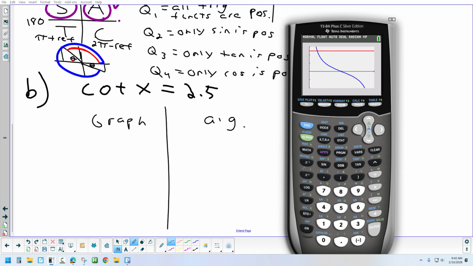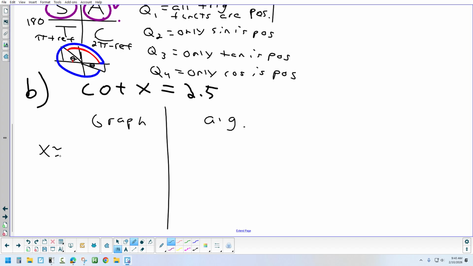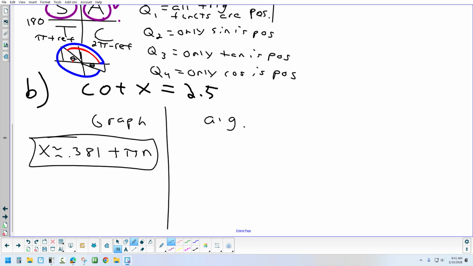Okay. So first question, how many answers do we get per cycle? Yeah, 1. There's 1 answer per cycle. 0.381. And then what am I going to put on the end of it to indicate that that answer repeats? Plus pi n. Okay, so that's graphically. And now let's look at it algebraically.